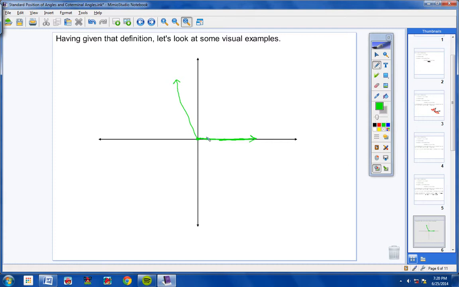There we go. And we'll put an arrow here showing the angle is rotating this way. Okay? Now that angle is in standard position. Let me show you why.